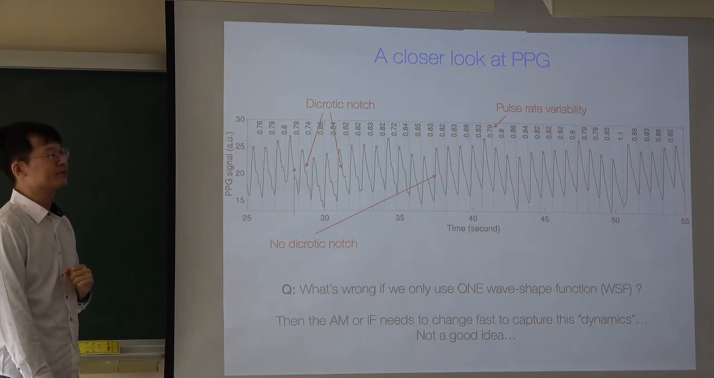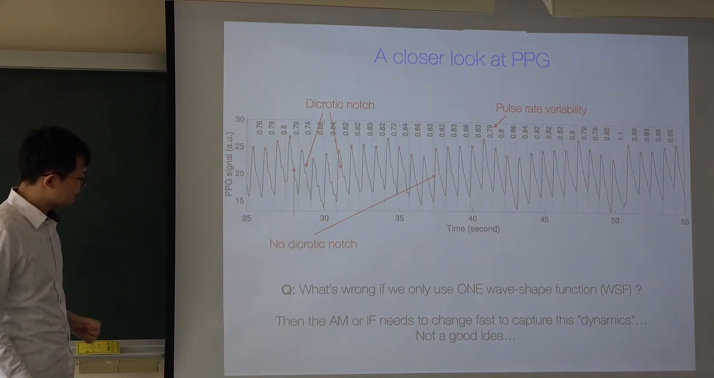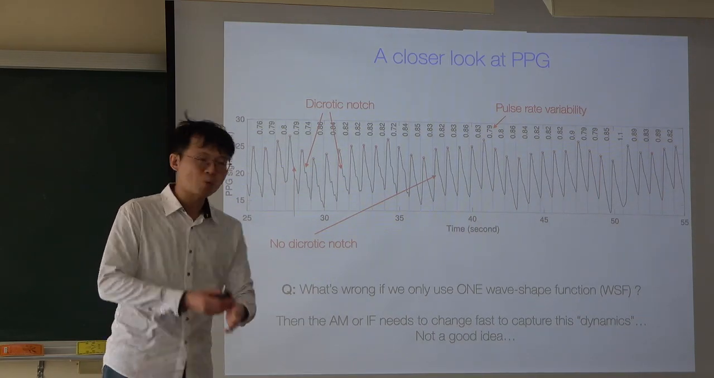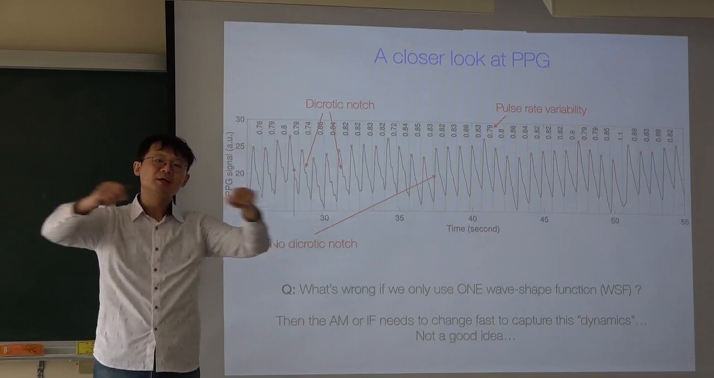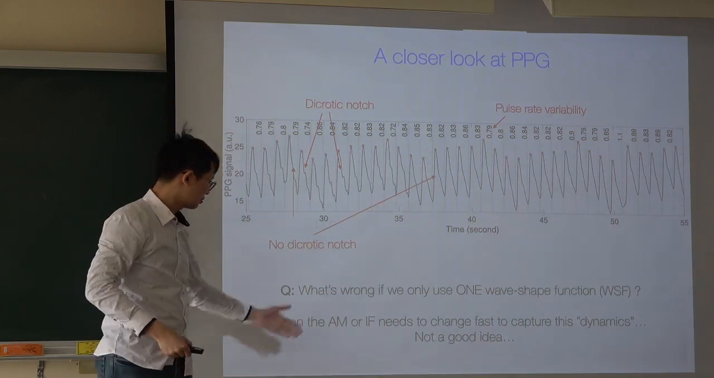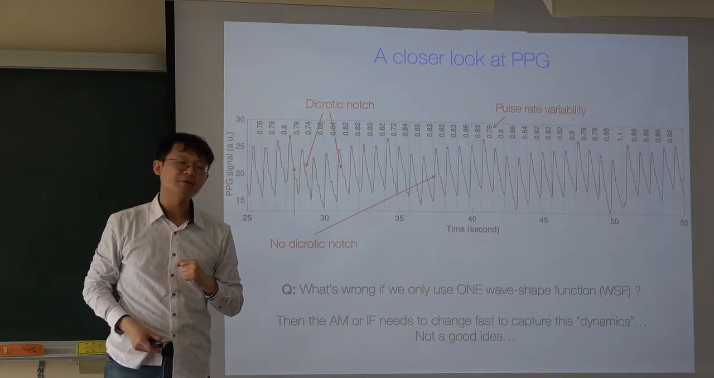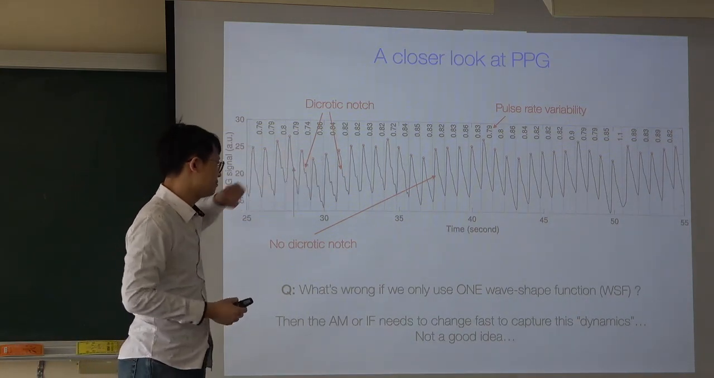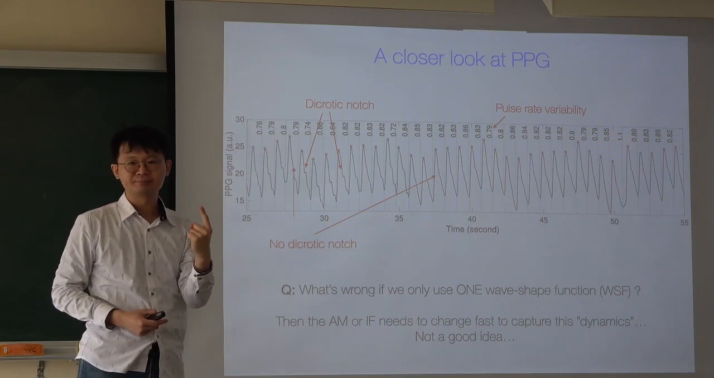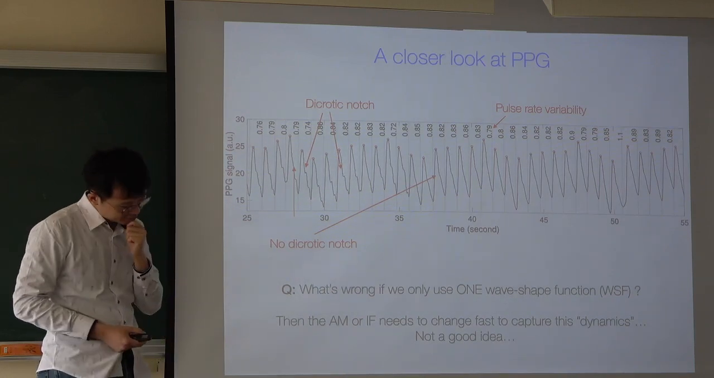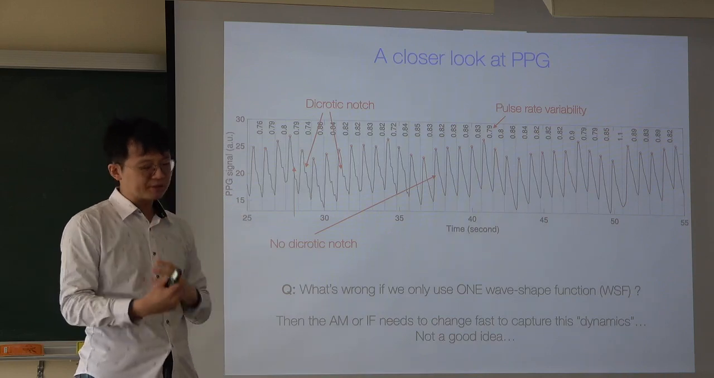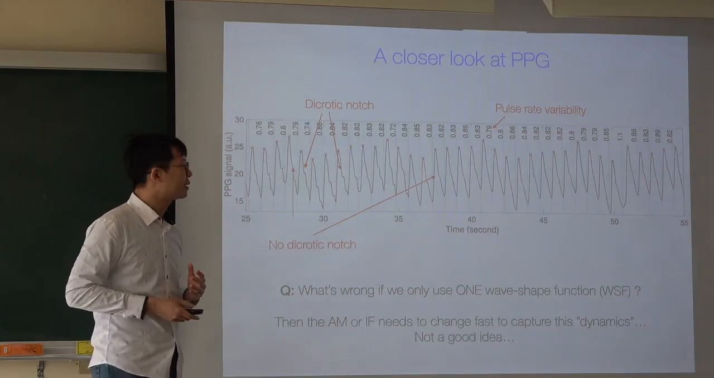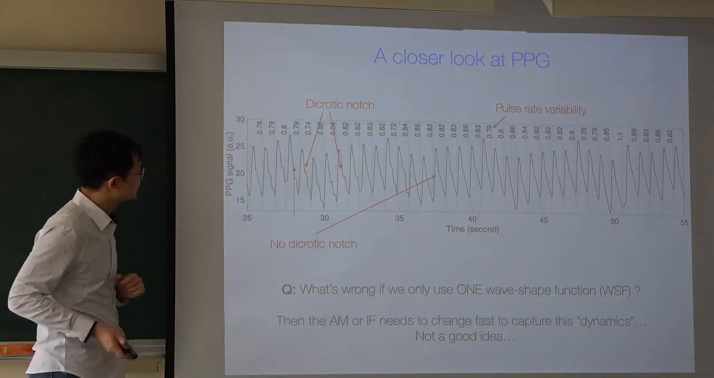And in real-world data, you will see something crazier. So again, we ask our question: what's wrong if we only use one wave shape function and do the dilation and the scaling? Again, the instantaneous frequency or amplitude modulation needs to change fast to capture this behavior if you only have one pattern. So maybe the adaptive non-harmonic model is not the ideal model. We need to consider something different.